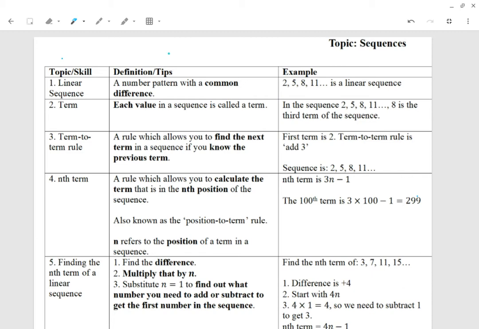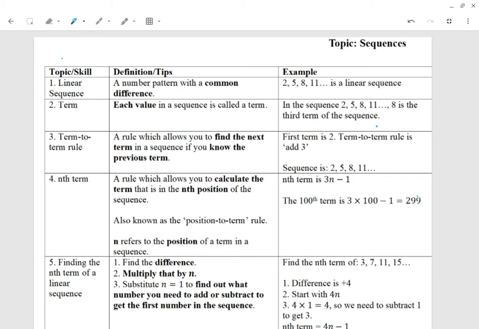Okay, so number one, a linear sequence. A linear sequence is a number pattern with a common difference. So as you can see here, between 2 and 5, I add 3. 5 and 8, I add 3. 8 and 11, I add 3 again. So a linear sequence, if you're adding or subtracting between each term by the same amount, that is a linear sequence.